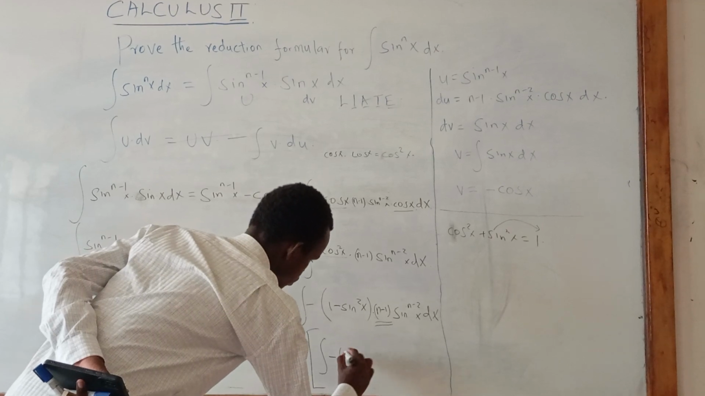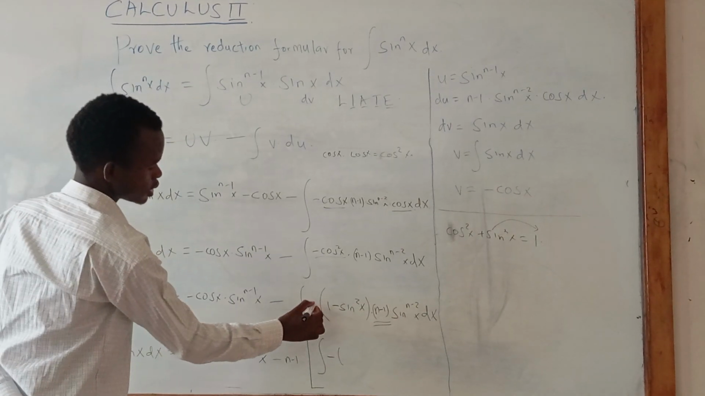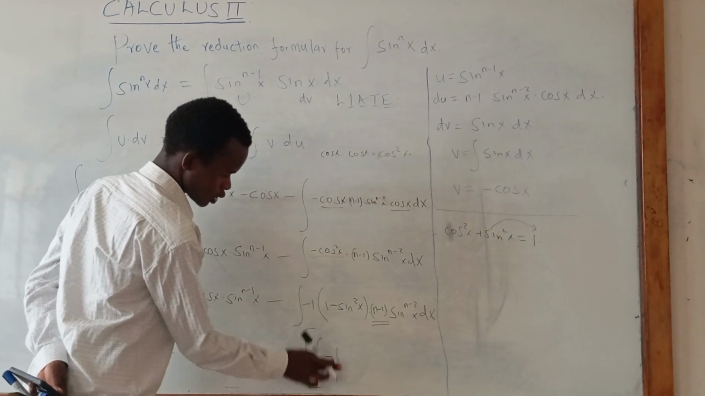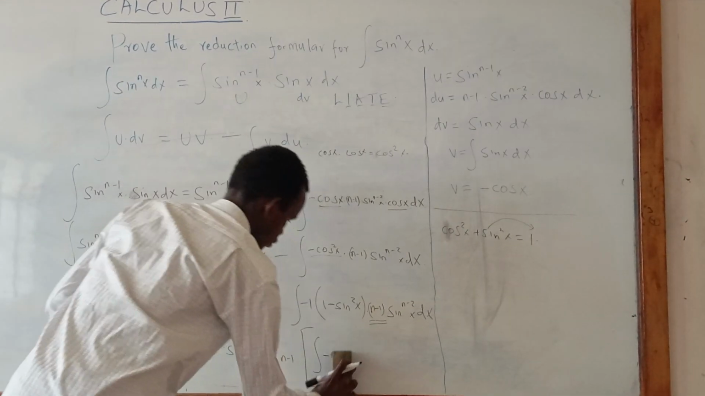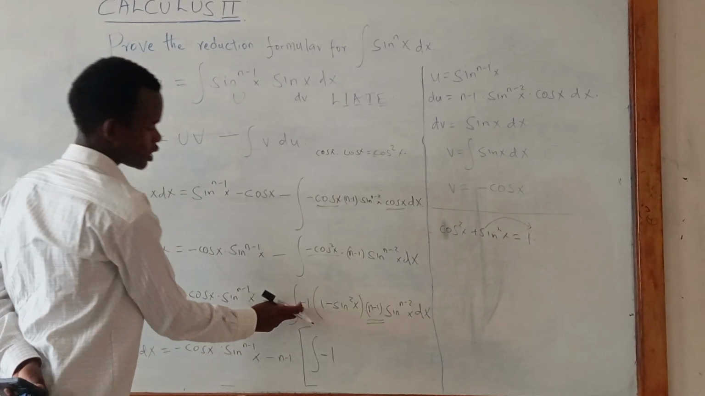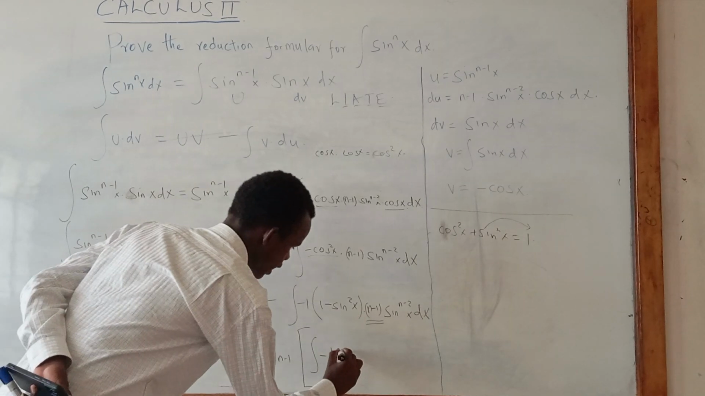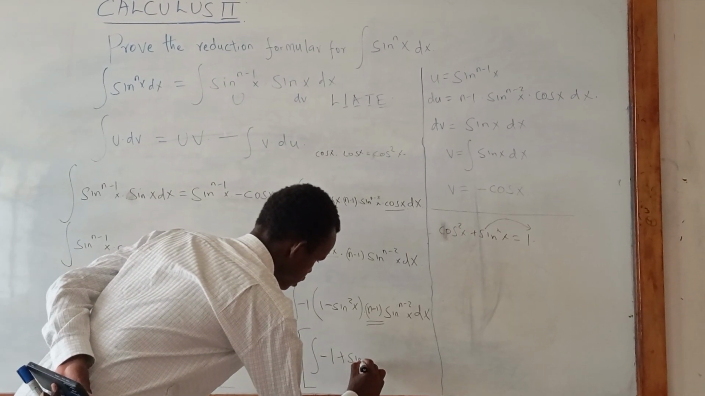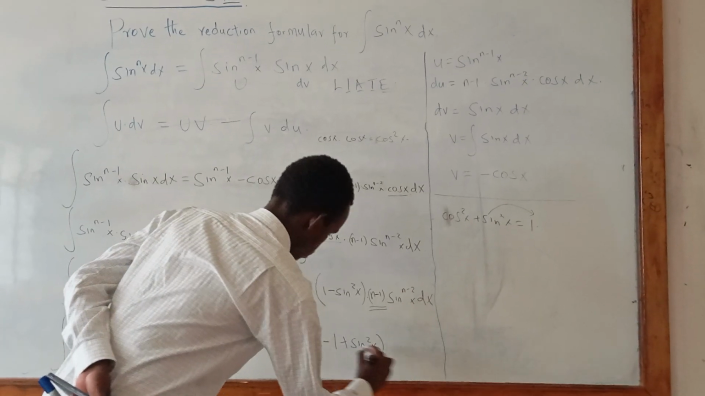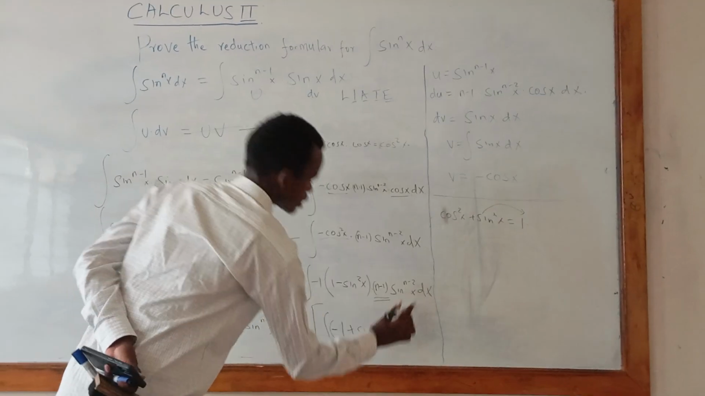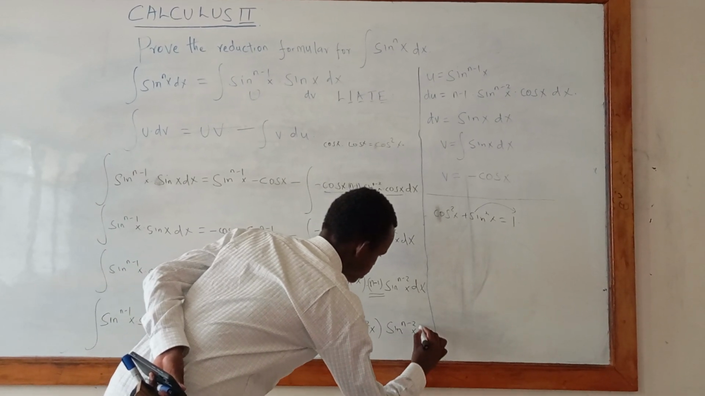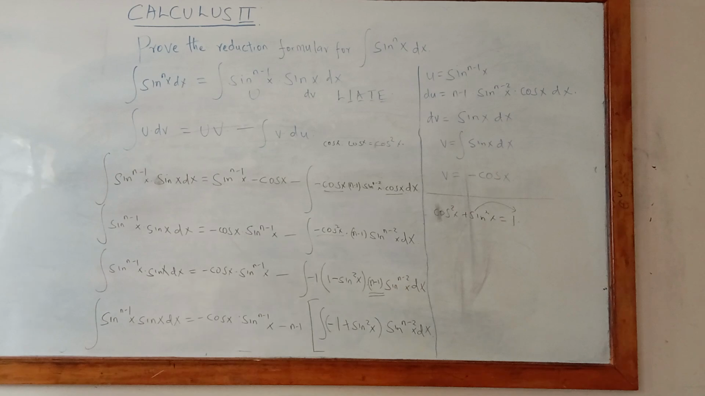Let me open this bracket: negative of 1. It will be negative 1, negative 1 multiplied by negative will be positive, plus sin^2(x). Close the bracket, multiplied by this sin^(n-2)(x) dx.